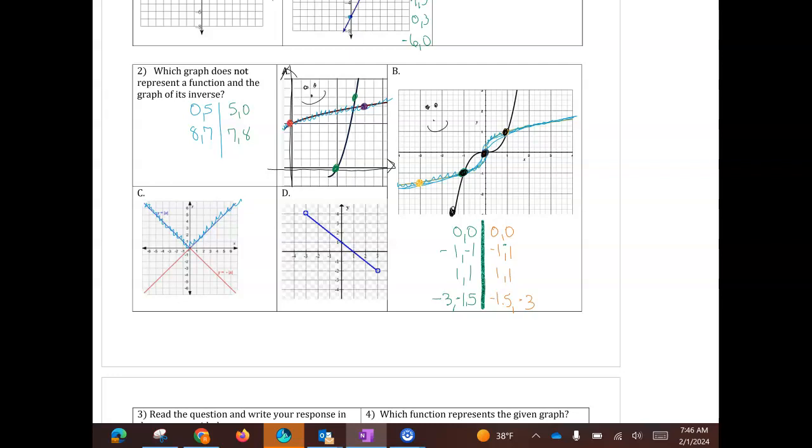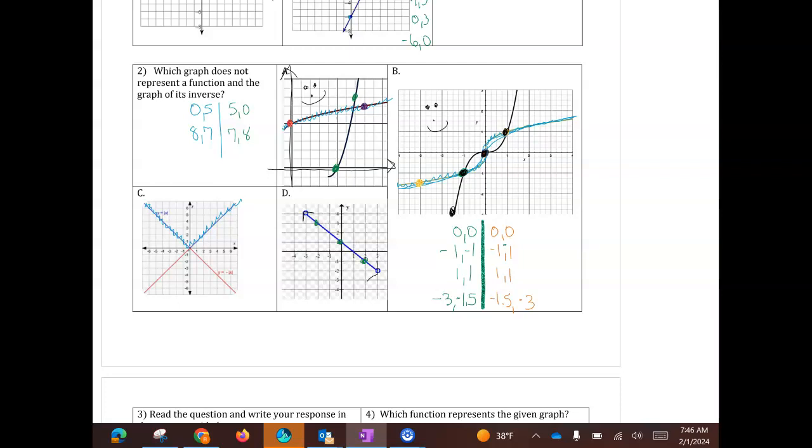Let's take a look at D. So D might confuse you because it is one line. But it's actually, what we can't see is that it's one line right on top of another. So I'm going to pick a couple points, and there should also be arrows here. And I'm just going to pick a couple points and see if I switch them, are their inverses also there. So let's take this point, and this point should work.